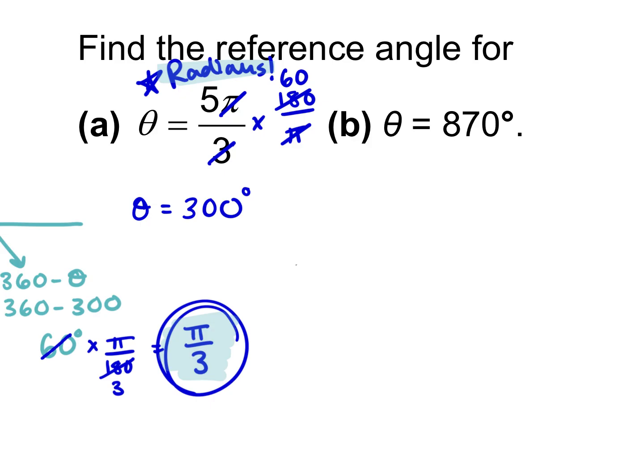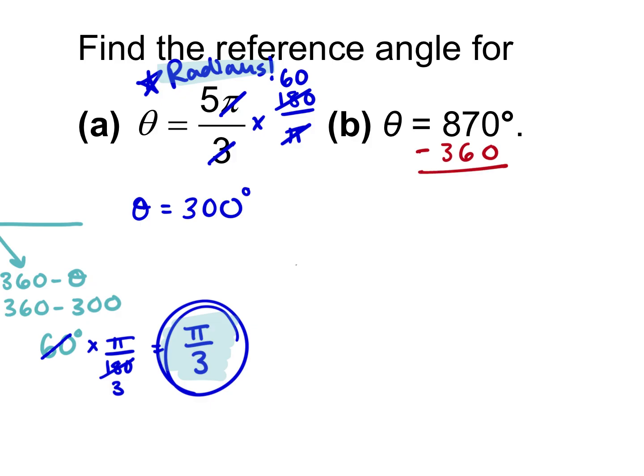All right, let's do B. So we're starting with theta is 870 degrees. This is more than 360. So what would we need to do? Subtract 360. So before we can even plug it into one of our formulas, we need to make sure it's in between 0 and 360.